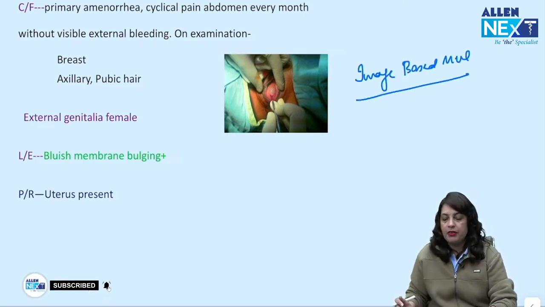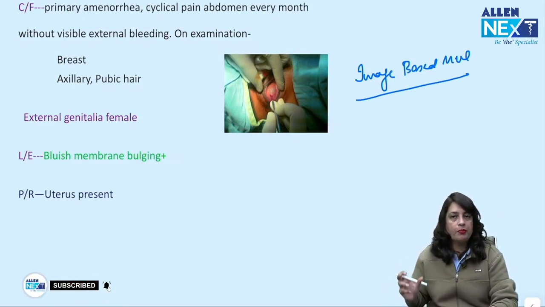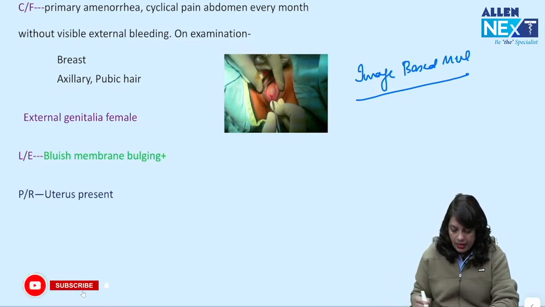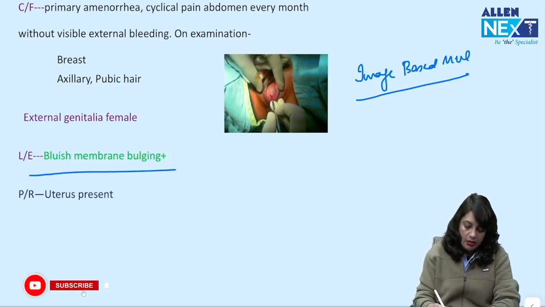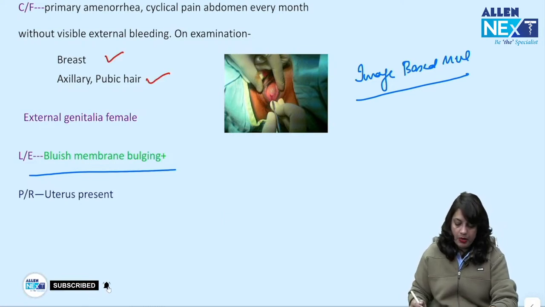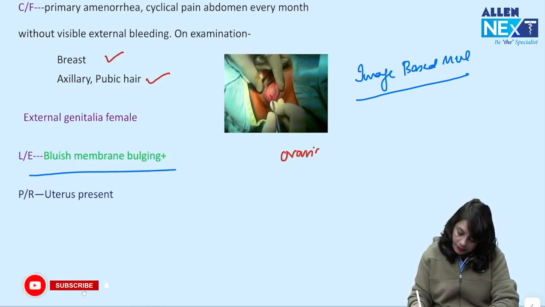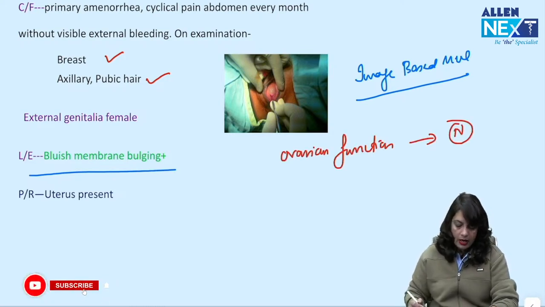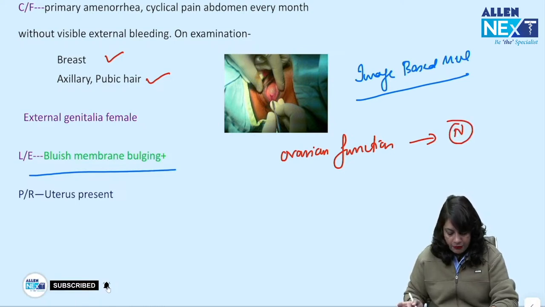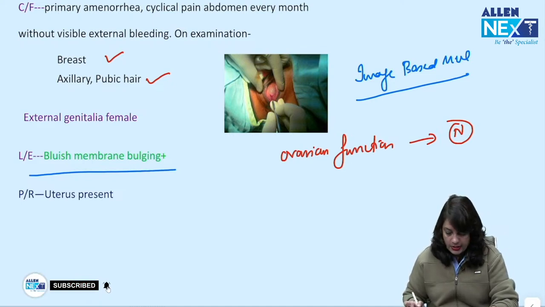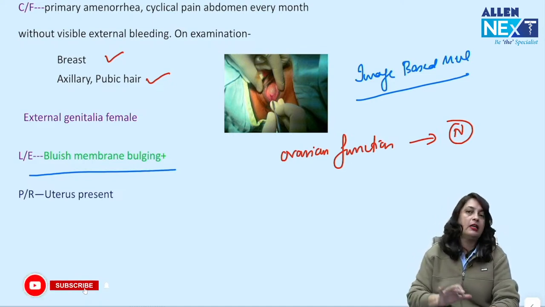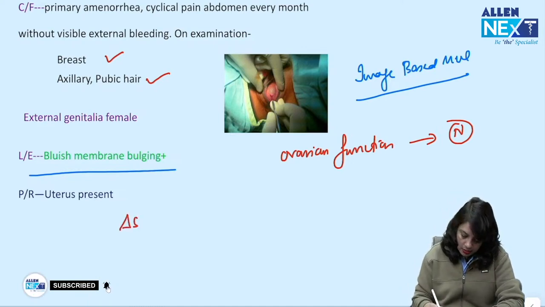Okay. Now, a very important question, and it has been asked as an image based MCQ as well. A patient presented with primary amenorrhea, cyclical pain abdomen every month without visible external bleeding. On examination, there is a bluish membrane bulging, and on examination breast is present, axillary and pubic hair are present. That means ovarian function is normal. Okay, and external genitalia is female. On per rectal examination with consent, you can check uterus is present. So what is the diagnosis according to you?